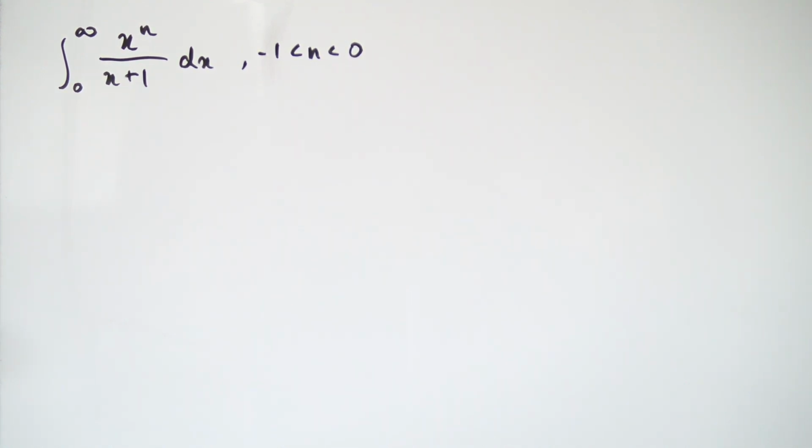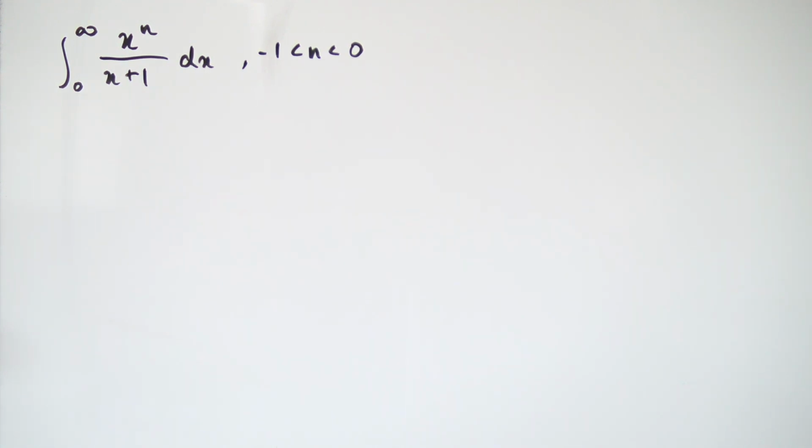Alright, hello everybody, and today we're going to be evaluating this improper integral right here, the integral from 0 to infinity of x to the n over x plus 1, where our n right here is some real number between -1 and 0. And we're going to be using complex analysis to do this, so let's dive right in.